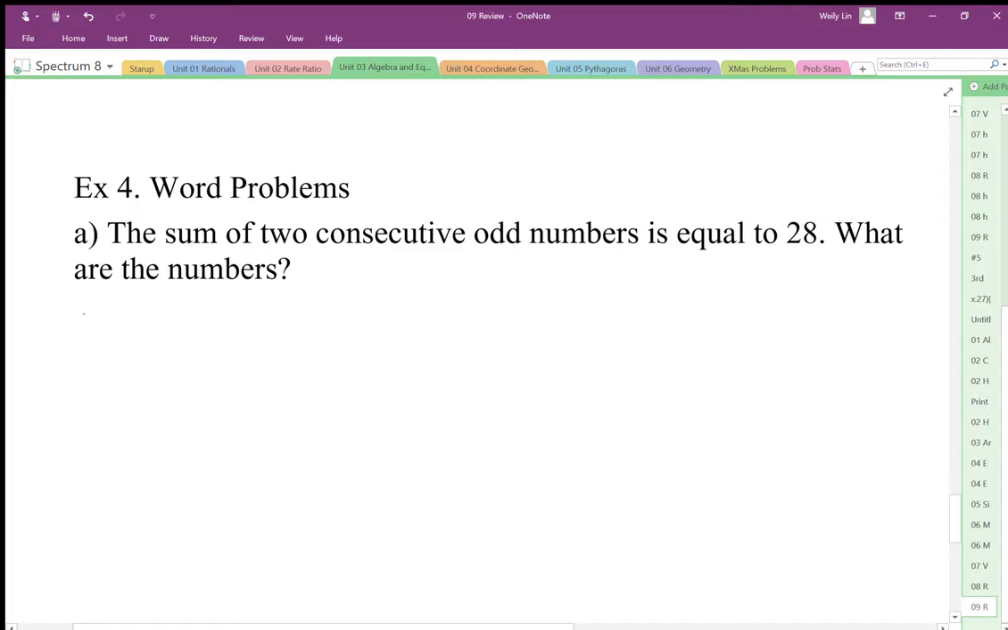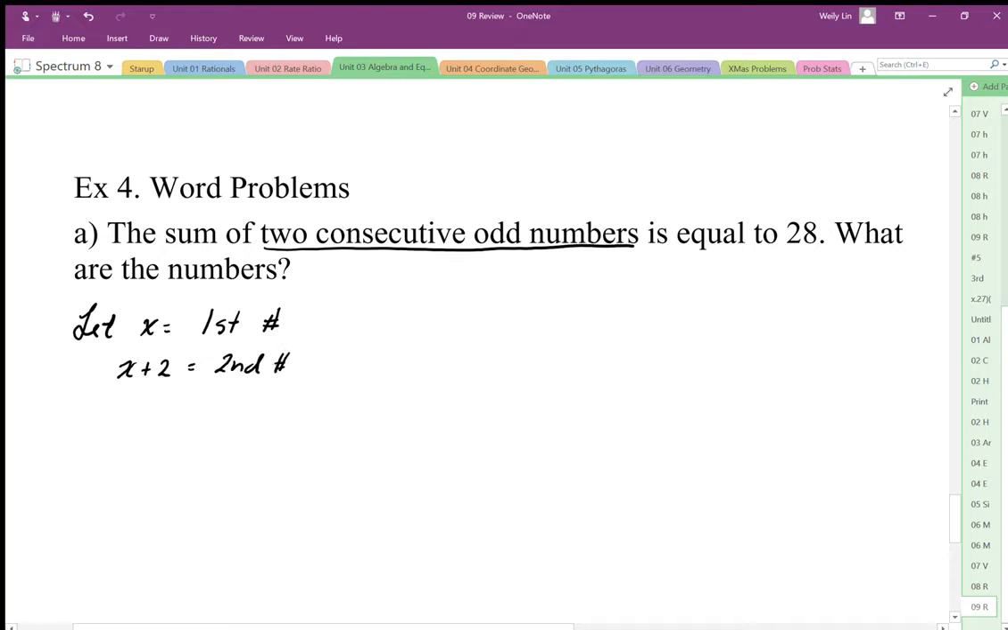Okay, so we're going to let x equal the first number. So if x is the first number, what's the next consecutive odd number? What do I have to do to get the next odd number? Well, I can do this. I can let x plus 2 equal the second number.